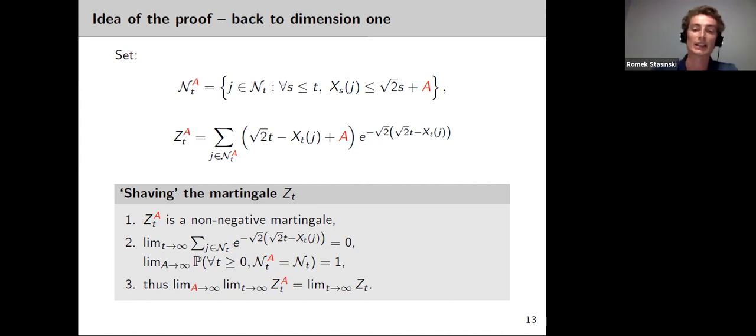But this tells us that we can recover the limit of the derivative martingale as a double limit. First, we fix A, so we place our barrier somewhere, and then we look at the limit with t going to infinity of Z_t^A. And then we push the barrier to infinity. Great.